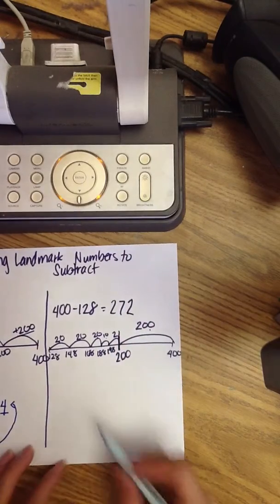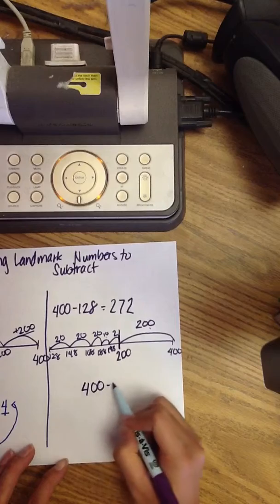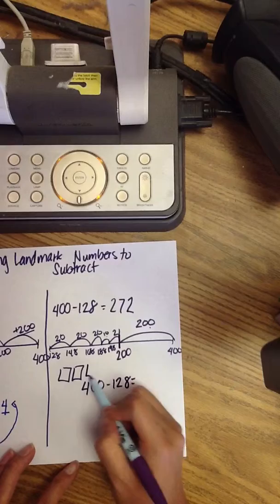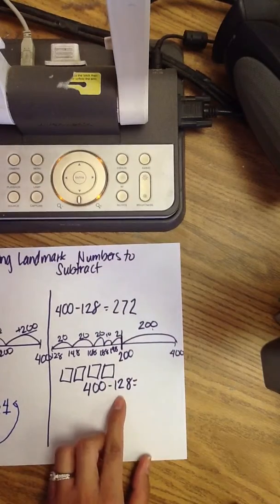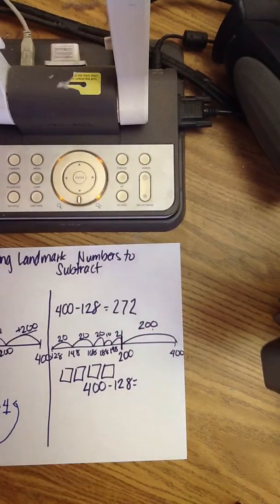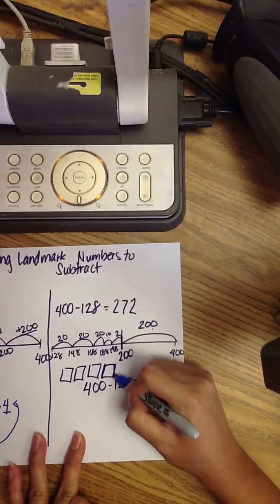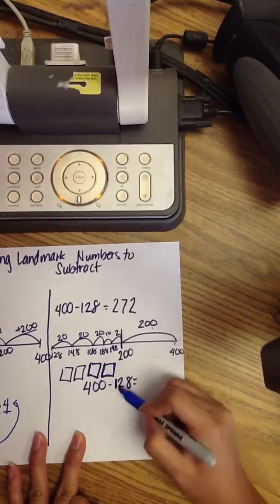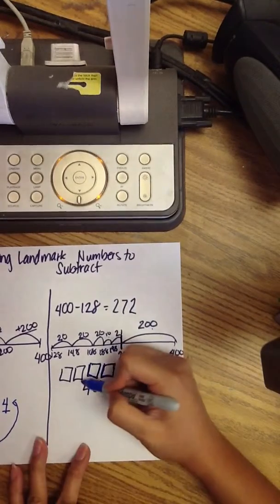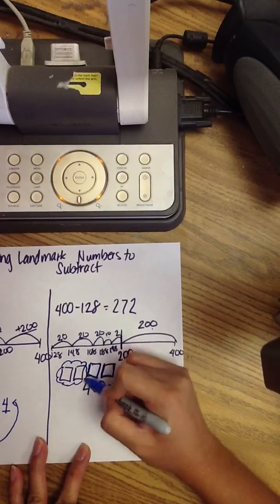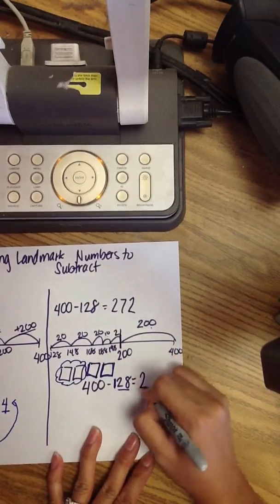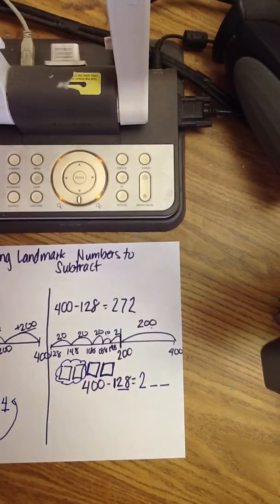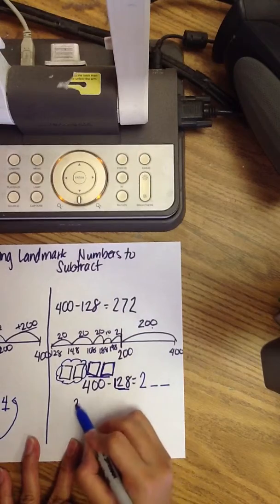Okay, so let me show you the other way by using the pictures of the sheets of 100. Here's 400. Now, if I'm going to subtract 128, I'm going to need this sheet of 100 for this 100 here. And then I'm going to need this sheet of 100 to subtract the 28. So the remaining sheets that are untouched is 200. So I know it's going to be 200 and something. Okay? So then my landmark number is 200 that I'm using minus 128.